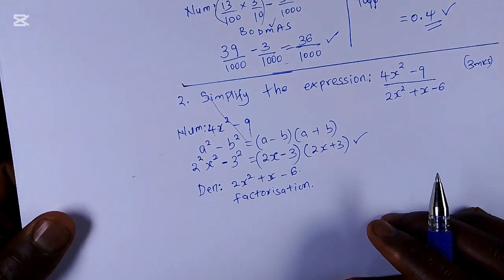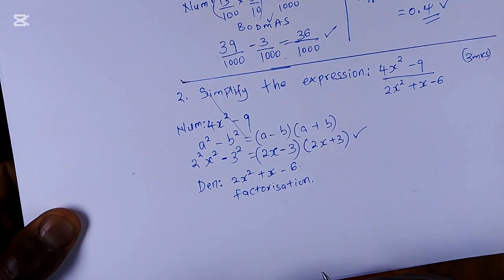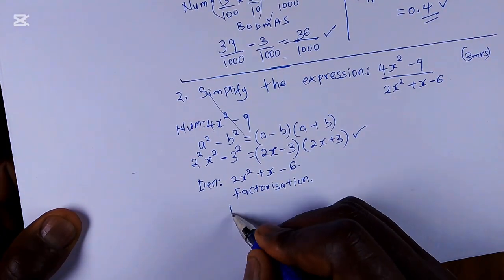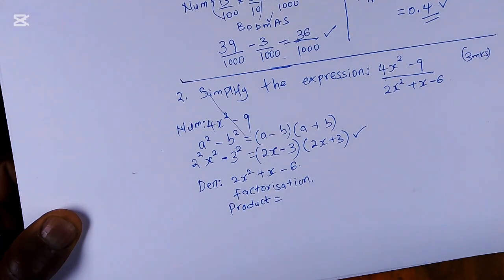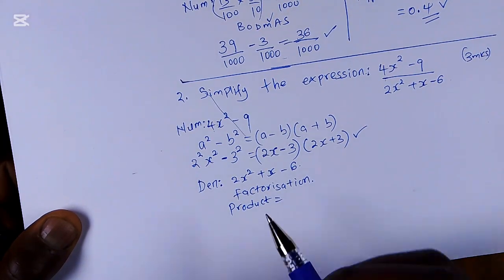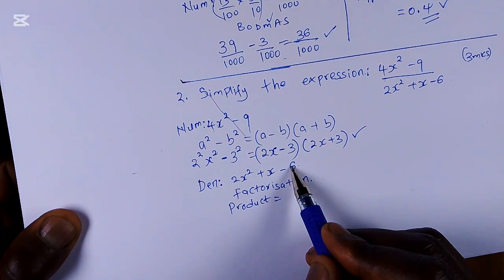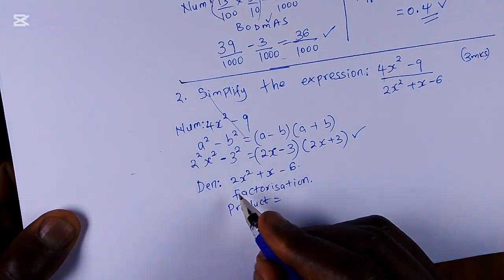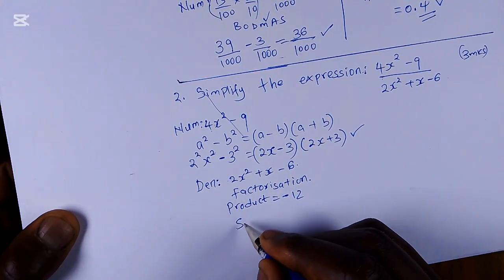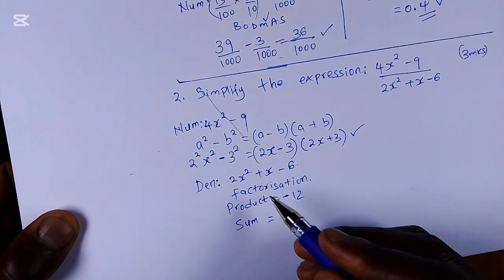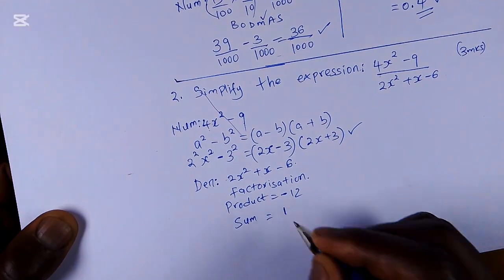And how do we factorize? We will factorize using quadratic factorization, and this is how we go about it. We will first determine the product, and our product is always a times c in a quadratic equation. So a times c, 2 times negative 6 is negative 12. Then we'll have the sum. The sum is b. B is the coefficient of x, which is 1.